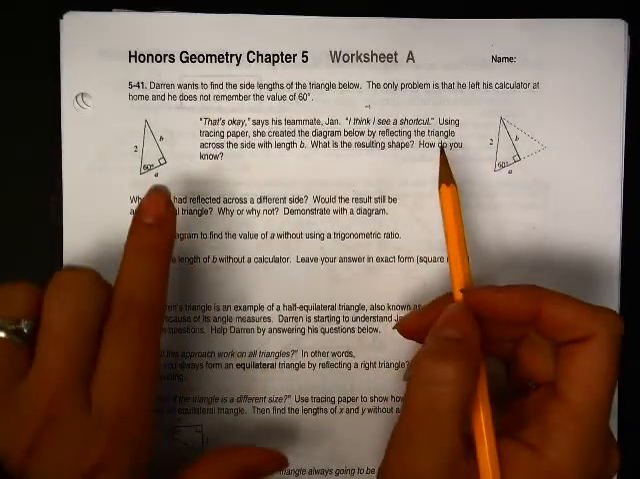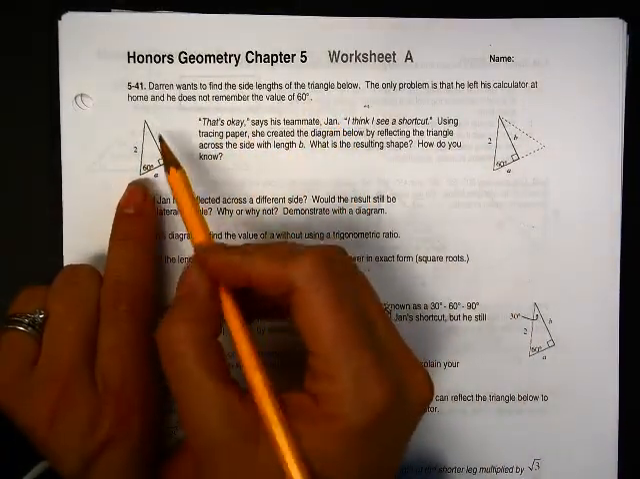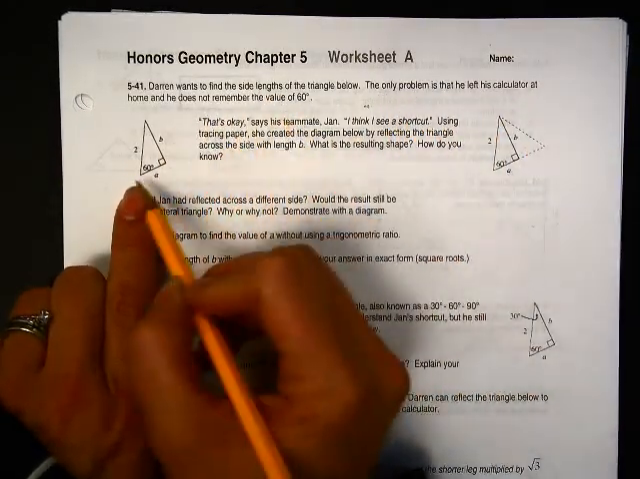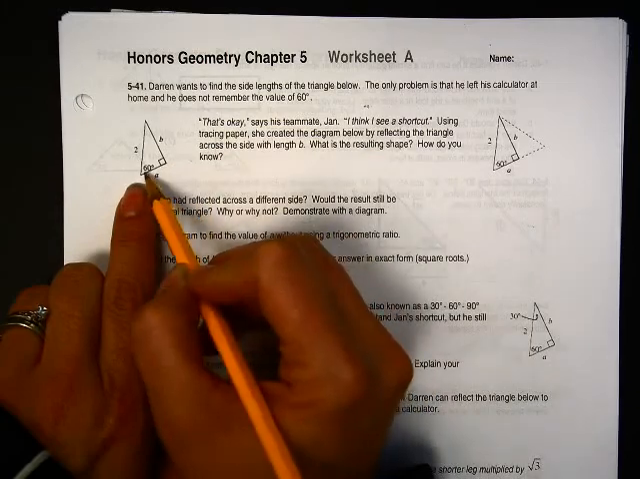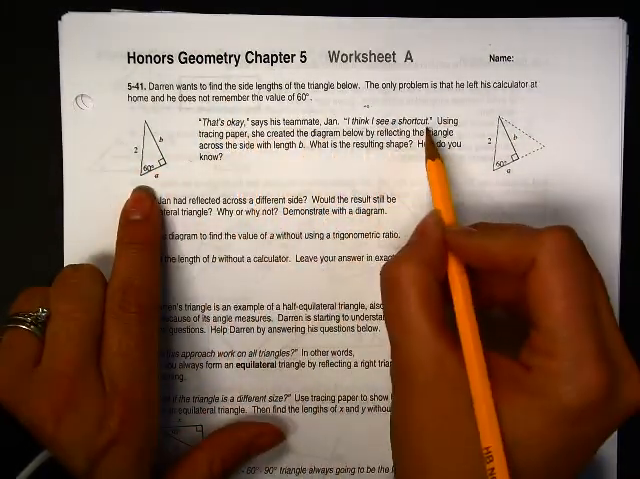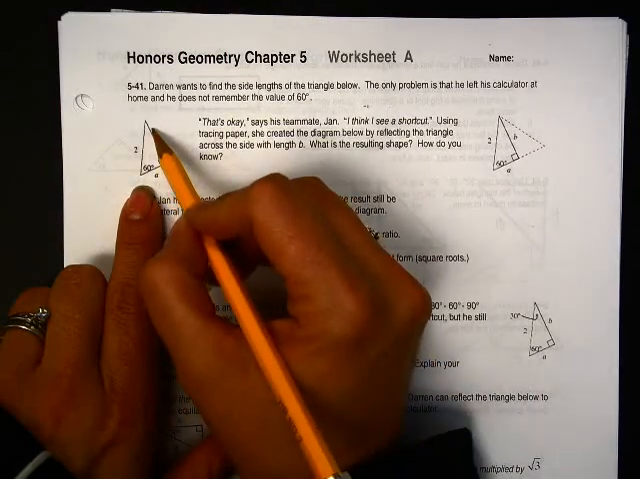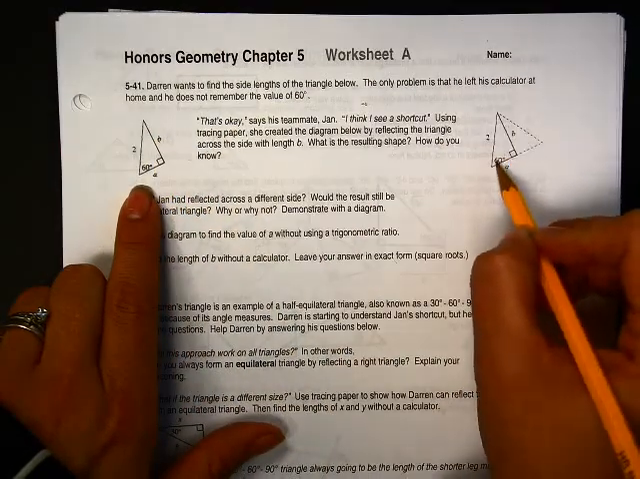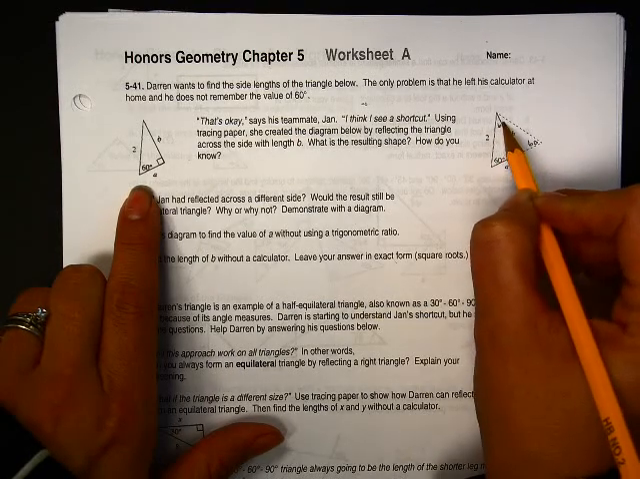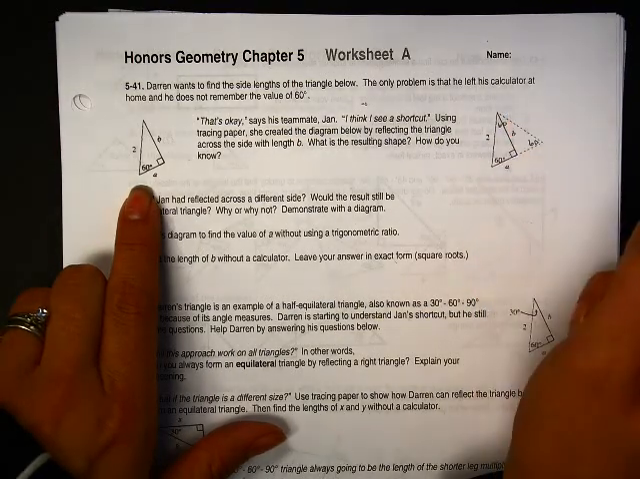Okay, so we have our triangle. We know that this is 60 degrees, and he wants to figure out what the other sides are. He knows that the angle is 60, but he doesn't have a calculator, so what else can he do? So then he says, I think I see a shortcut. If I flip it over here, this becomes 60 here. What used to be 30 here becomes 60 here, and what I have now is an equilateral triangle.